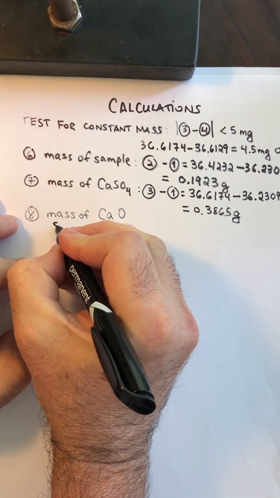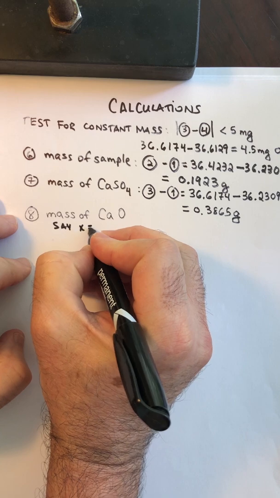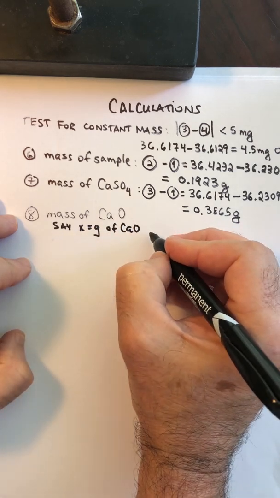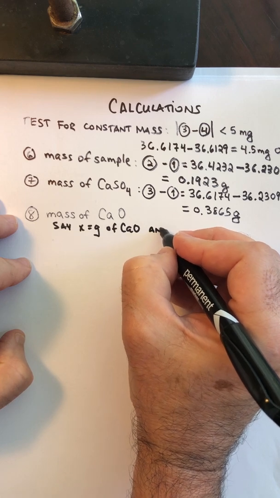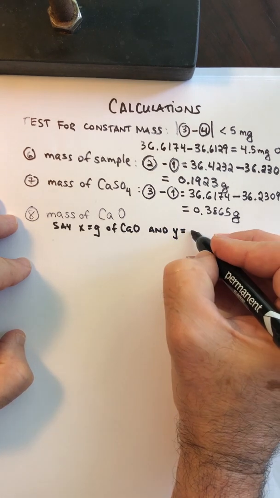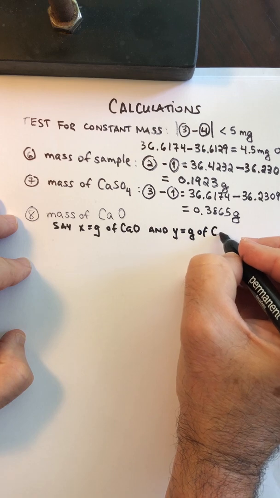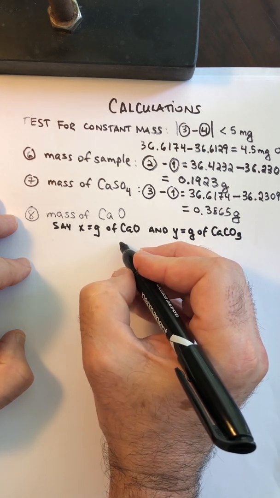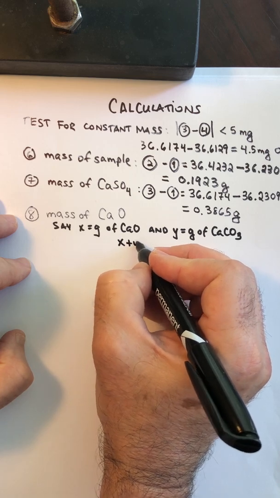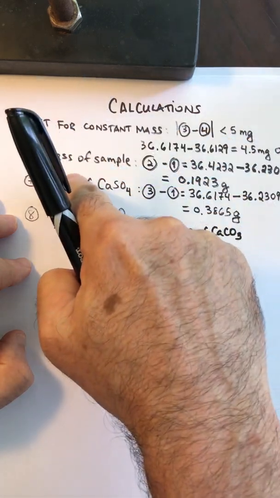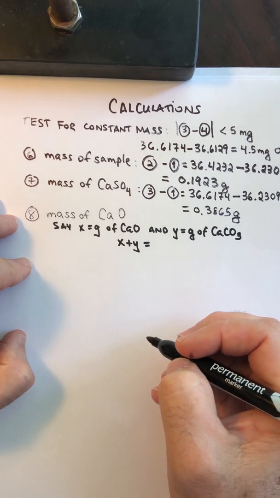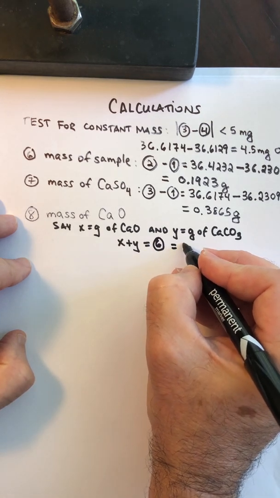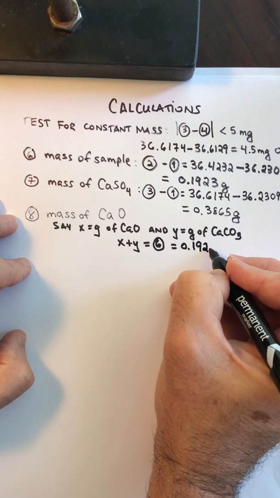So we're going to say that X is the grams of calcium oxide and Y is the grams of calcium carbonate. And we know that X plus Y, the total sum, should be this value here, the mass of sample, right? So it should be item number 6, which was 0.1923.